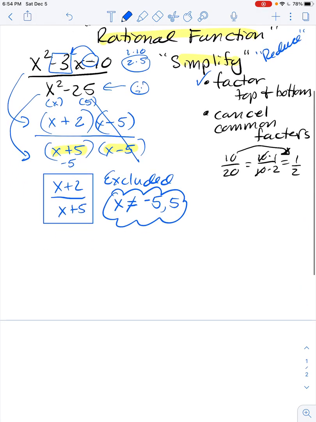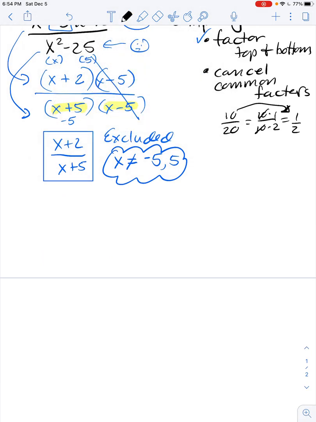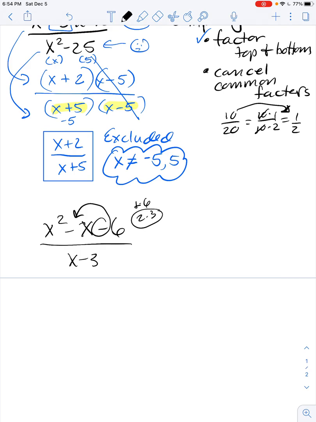Okay, so let me try one more example. Let's say I have x squared minus x minus 6 over x minus 3. On the top, I'm looking at 6: 1 and 6, 2 and 3. I need them to subtract to be 1. So I'm going to pick this pair.